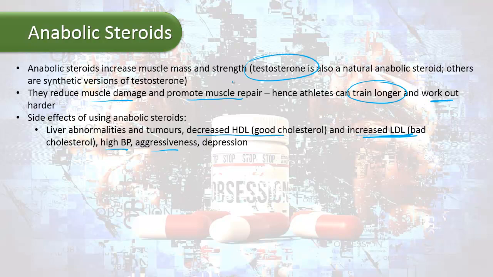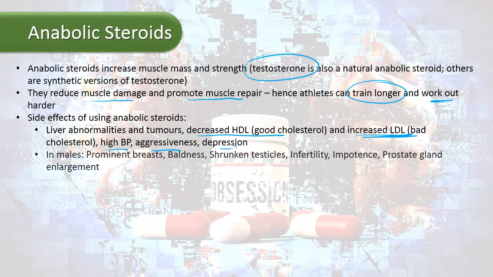And that is why even when young adolescents reach puberty, suddenly the person starts becoming very aggressive, because testosterone is increasing in the body. So an injection of testosterone would lead to more aggressiveness, and also leads to depression. Now these side effects are common in males and females. But specifically in males, due to anabolic steroids, prominent breasts develop.